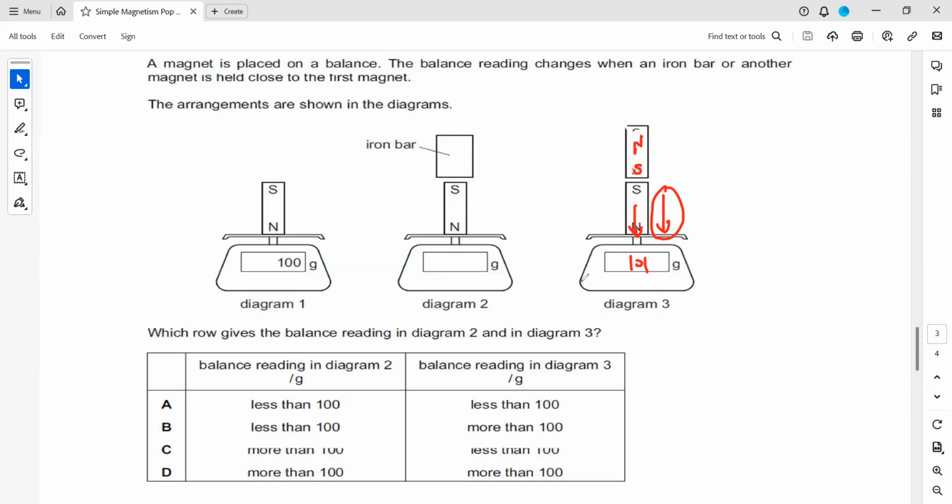And what if we have a non-magnetic material? In this case it's an iron bar, but what if we have, for example, a copper bar? Copper is a non-magnetic material, so there's no induced magnetism. So the reading will remain 100.